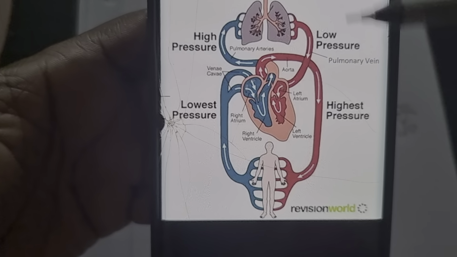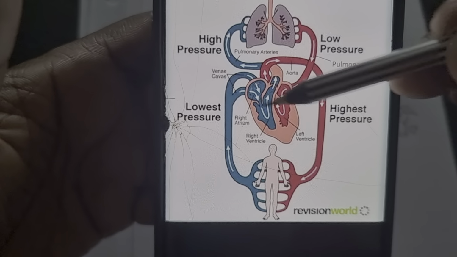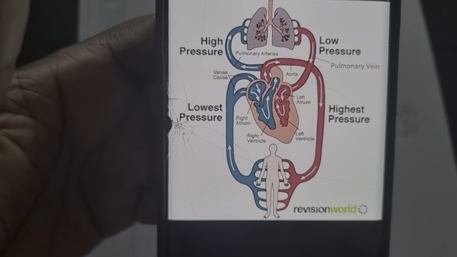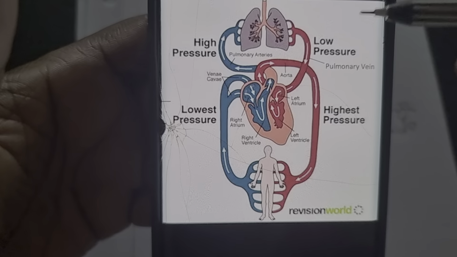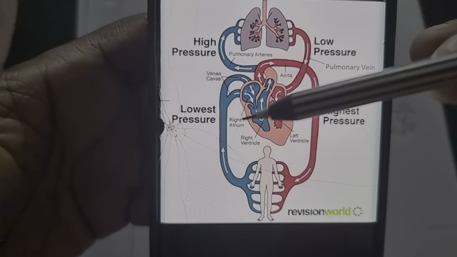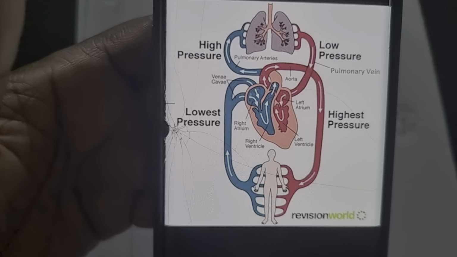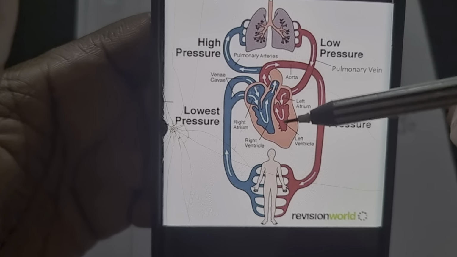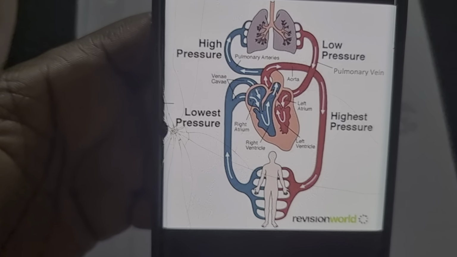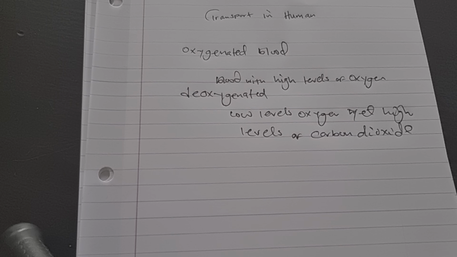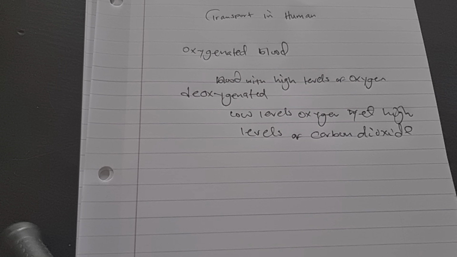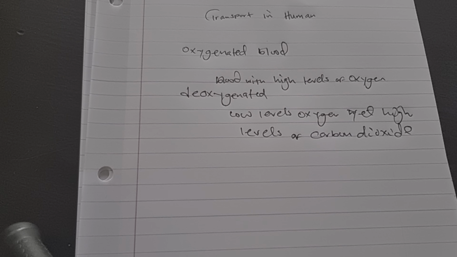So in the heart, there are two occurrences. There's the coming in of oxygenated blood, and then there's also the coming in of deoxygenated blood, but in different parts: in the left atrium and left ventricle, then in the right atrium and right ventricle. So in different parts. Now, ladies and gentlemen, that one circulation is what we call a double circulation.